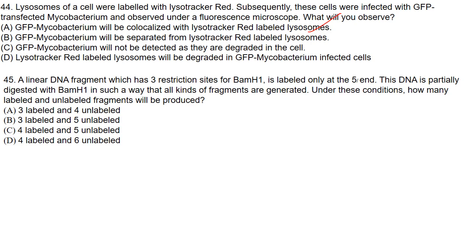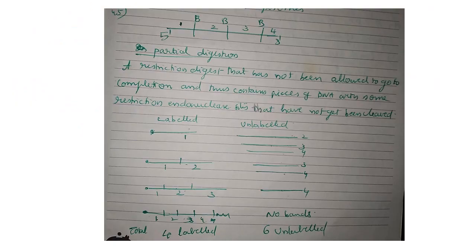I have done it in the next slide. So this is BamHI. It has got 3 restriction sites, that is 1, 2, 3, and this is the rest of the DNA portion. So if it is cut at only 1, 2 and 3, then you will get 1 which is labeled, 2, 3 and this portion, 4 which is not labeled.